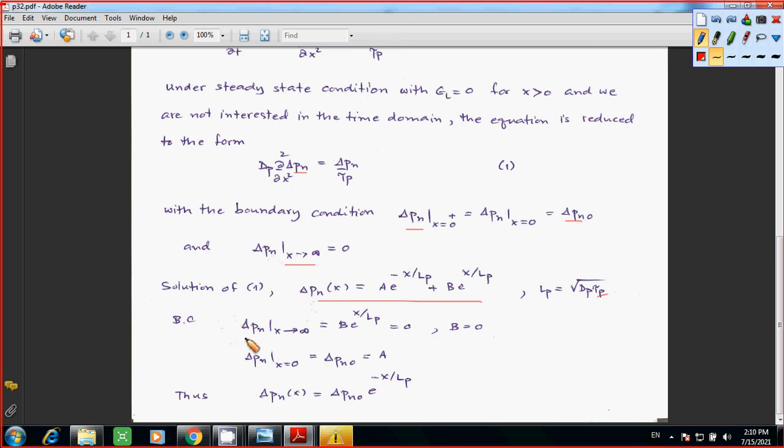So from the solution, you apply the boundary conditions. First, start with x going to infinity. You end up with this term because this term drops. But you want this one to be 0, so B has to be 0. So you can ignore this term. The second boundary condition, delta Pn at x equal to 0 equals delta Pn 0, so that's equal to A. Finally, you have an expression for delta Pn at arbitrary x equal to delta Pn 0 exponential negative x over Lp.